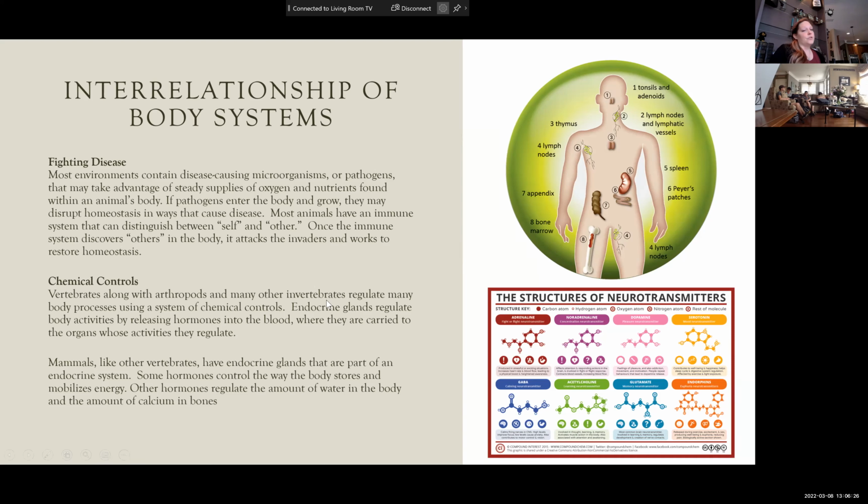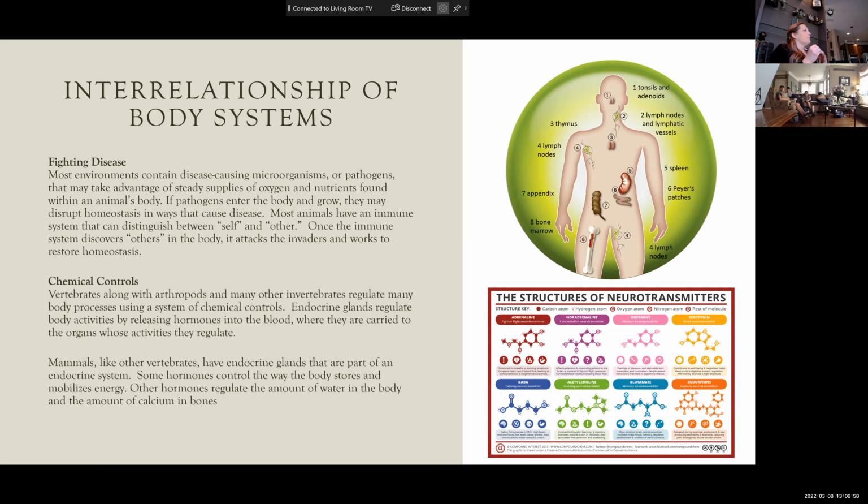So chemical controls, vertebrates along with arthropods and many other invertebrates regulate body processes using chemical controls, endocrine glands, all these things. Your neurons communicate chemically too. That's why, like serotonin, for example, serotonin reuptake inhibitors or SSRIs, those are medications like Prozac. And that has to do with how much of the serotonin neurotransmitter is left in the synapse versus how much gets taken up when they connect every time.